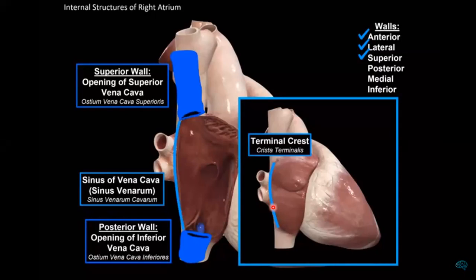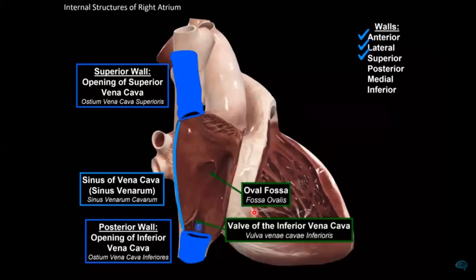Okay. So now let's go to the posterior wall again. And in the posterior wall, there's another thing in here. You can see that in the posterior wall, we have a valve. And this valve is called the valve of the inferior vena cava.